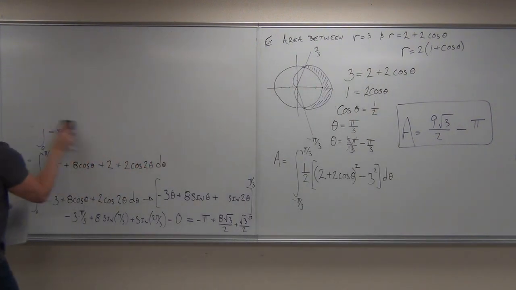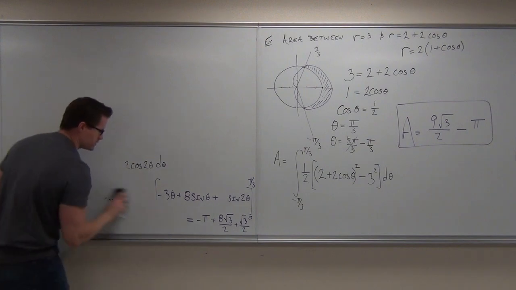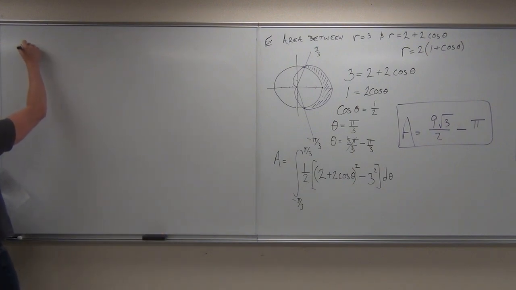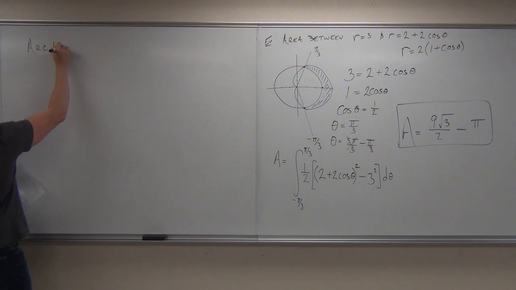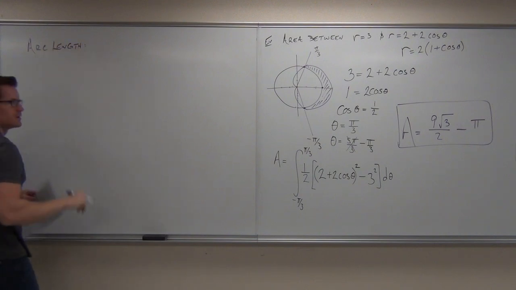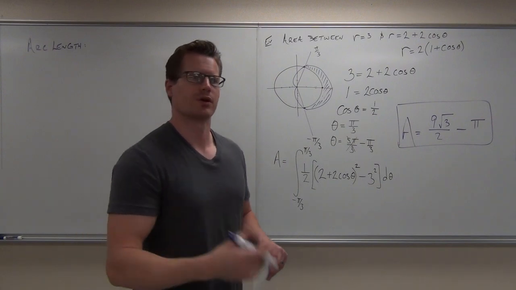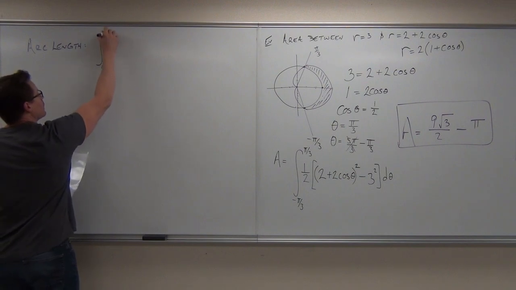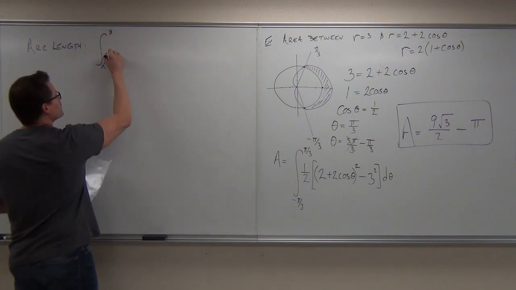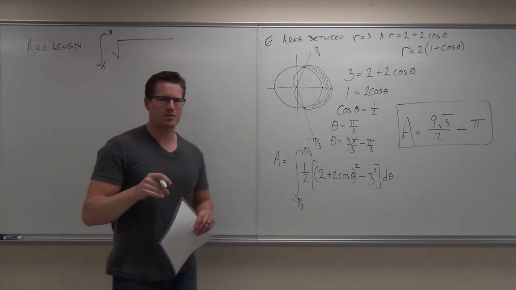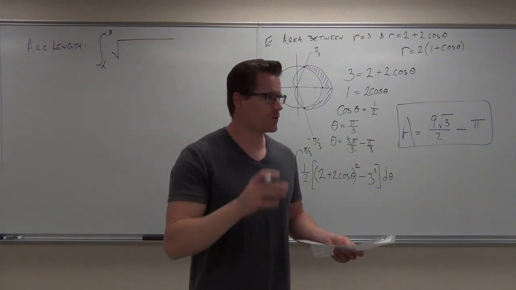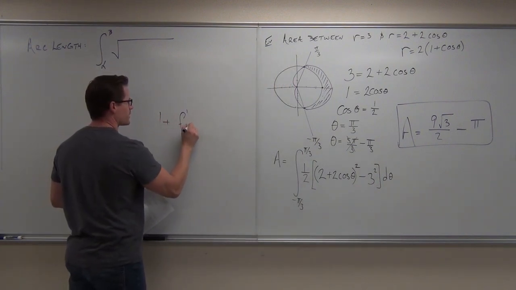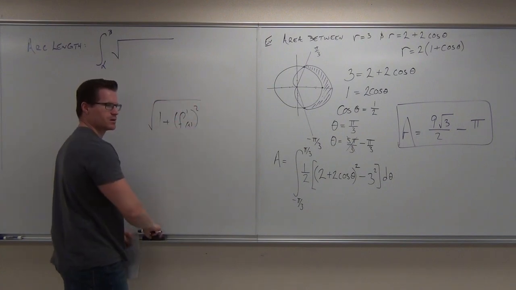A few other calculus concepts dealing with polar equations. And the first one is arc length. To find the length of a polar curve, you can use this formula. Arc length is the integral from alpha to beta, those are our angles, of a square root. So far, does that look familiar, the square root? Do you remember that any time we've ever found length of a curve, we've always had a square root? In calculus 1, it looks like this. It's the square root of 1 plus f prime of x squared. Do you remember that? That's how it looks.